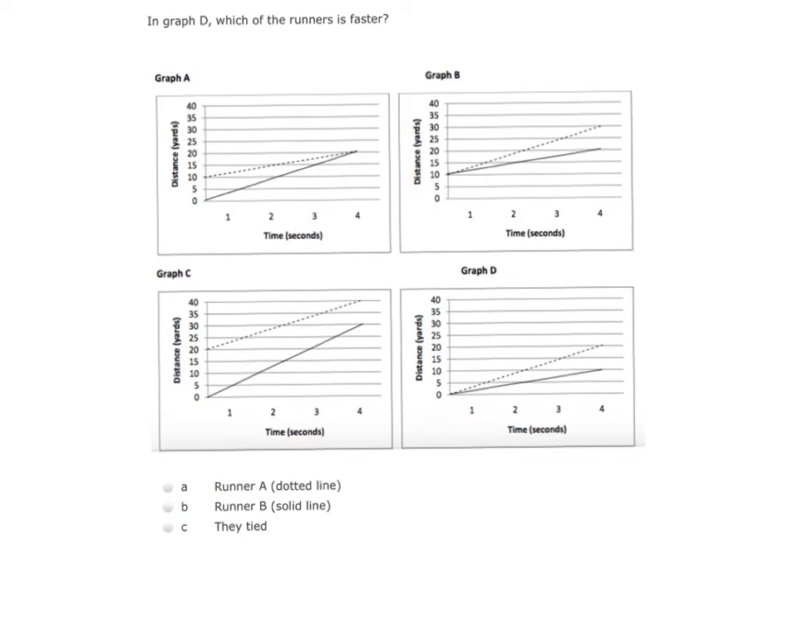This question says, in graph D, which of the runners is faster? So we are looking down here at graph D, and we want to know if the dotted line or the solid line is faster. Remember that the slope of the line is going to help determine how fast a runner is running. When we look at both of these, they both take 4 seconds, but they cover different distances. The bottom one only covers 10 meters in 4 seconds, and the top line covers 20 meters in 4 seconds. That means the top line, the dotted line, is the one that is actually running faster.